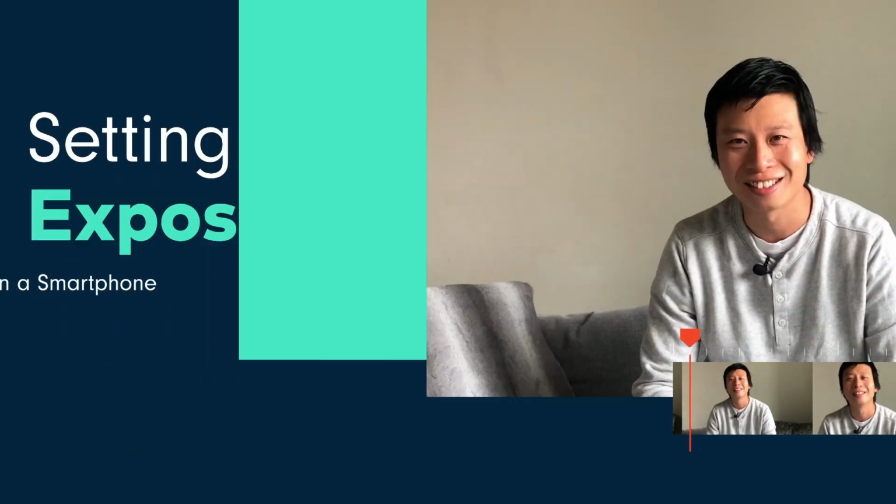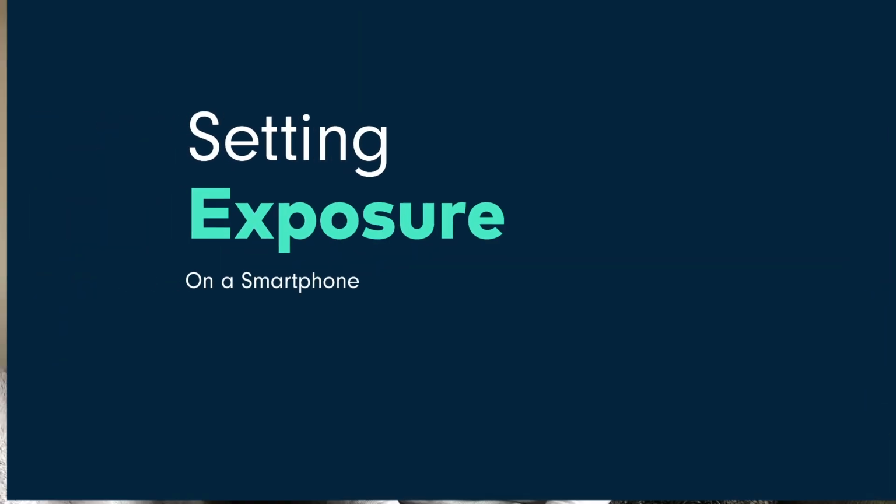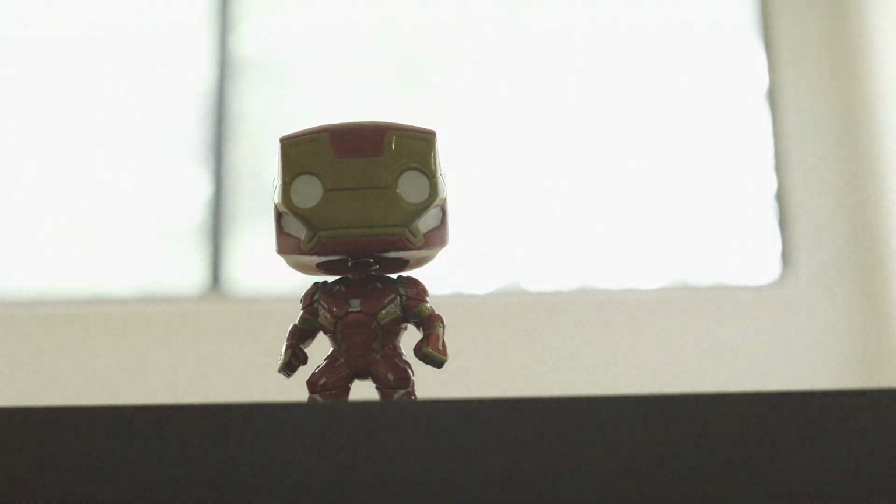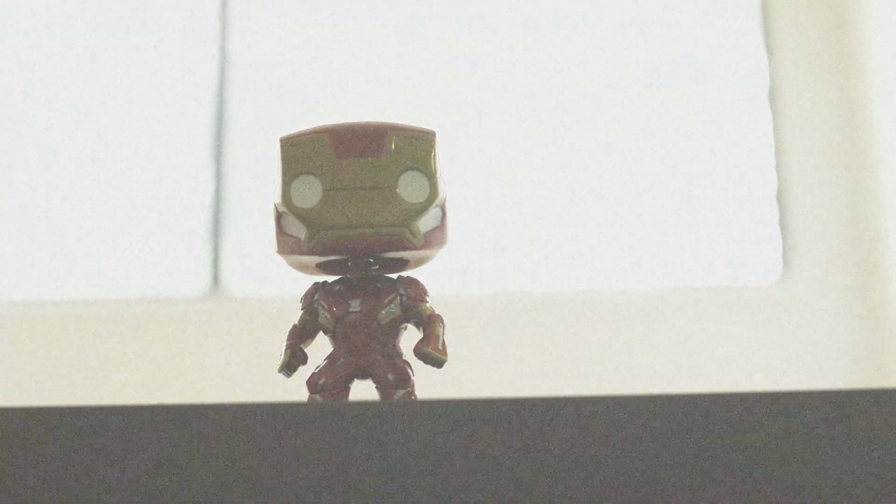Alright, let's get started. Exposure. Exposure is the amount of light allowed into the camera sensor. It affects the brightness of an image. Higher exposure will result in a brighter image, but may also add visual noise to your video. Your smartphone camera will try to set the exposure automatically, but this can be hit or miss. Sometimes it works great, but sometimes it misses the mark. That's why it's good to know how to set your exposure manually.